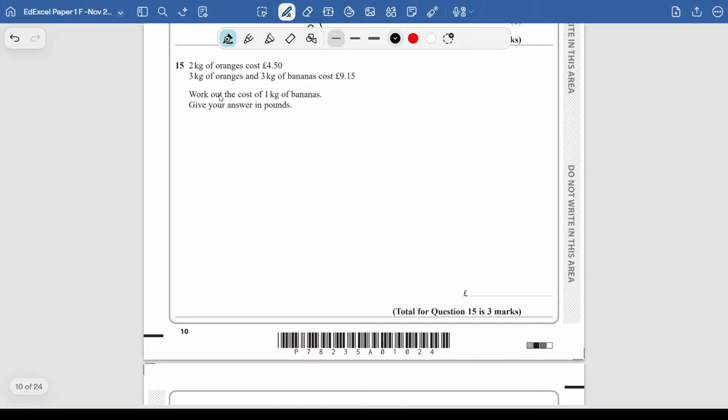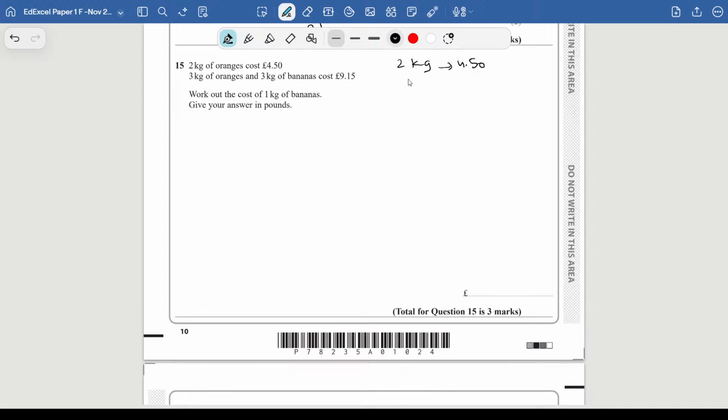The next question: 2 kg of oranges cost 4.50 pounds, and 3 kg of oranges and 3 kg of bananas have a combined cost of 9.15. Work out the cost of 1 kg of bananas. So to get the cost of 1 kg of bananas, we need to first find the cost of 1 kg of oranges. So 2 kg is for 4.50.